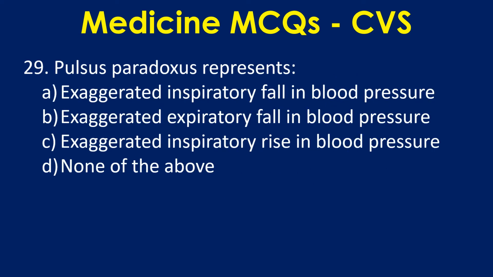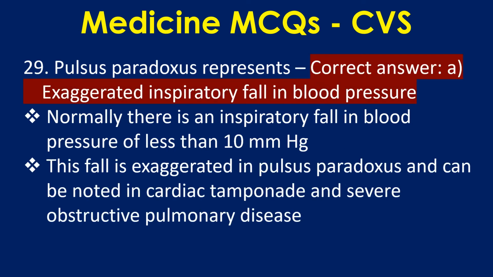Pulsus paradoxus represents A. Exaggerated inspiratory fall in blood pressure. B. Exaggerated expiratory fall in blood pressure. C. Exaggerated inspiratory rise in blood pressure. D. None of the above. Correct answer A. Exaggerated inspiratory fall in blood pressure. Normally, there is an inspiratory fall in blood pressure of less than 10 millimeters of mercury.